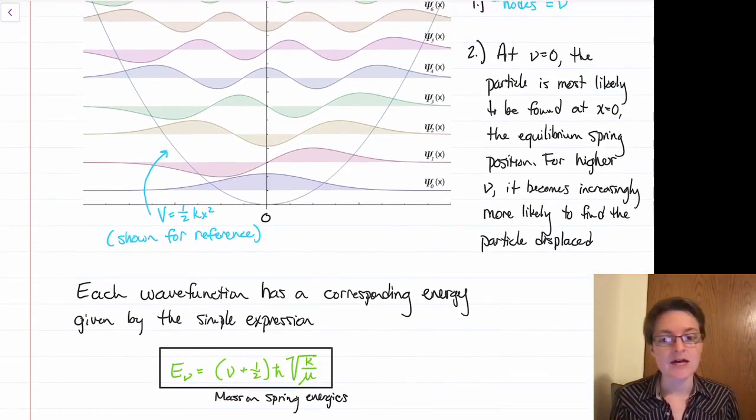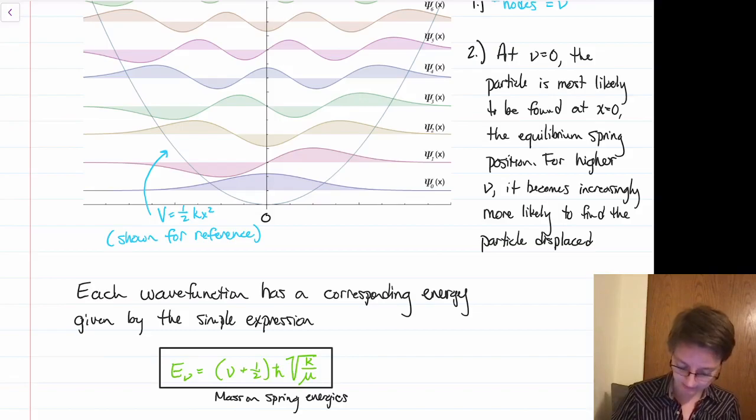Last but not least, each of our wave functions in this mass on a spring has a corresponding energy expression that's really pretty simple. It's given by the expression E sub nu equals nu plus 1/2 times h bar times the square root of k, our spring constant, divided by mu, where mu represents the mass of this mass on a spring.